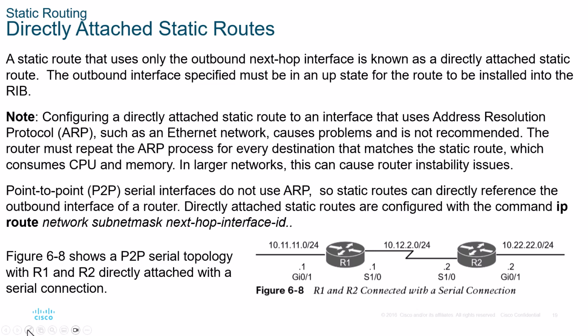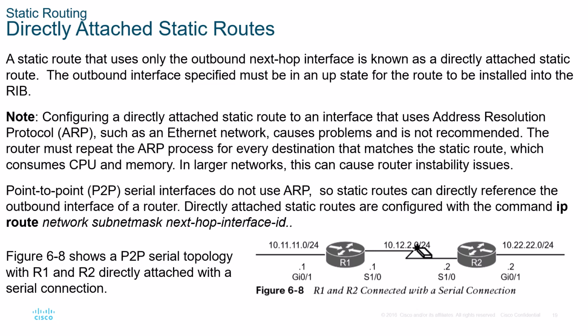Let me grab my pen. Next hop. The router is going to be able to determine if the next hop is up and available. If this link goes down, then that means the next hop isn't available. So configuring a directly attached static route to the interface will use ARP. Ethernet networks are huge with this. This might cause problems and it's not recommended.